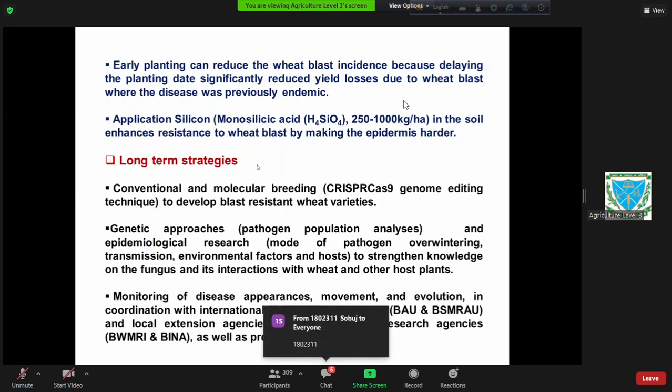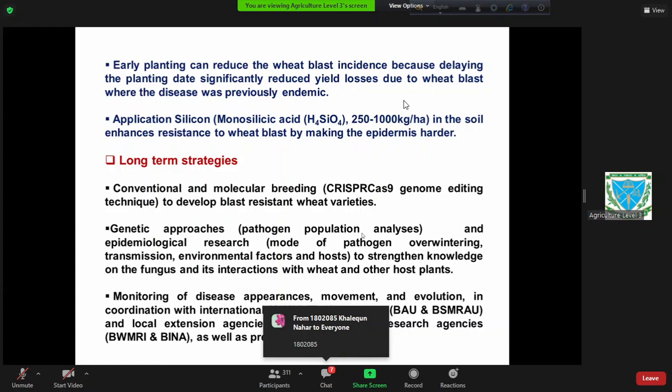Long-term strategies. It's a new disease, as I told you earlier. There should be a national plan. Conventional and molecular breeding, CRISPR-Cas9 is a genome editing technique. You can develop new varieties. One of our component, Bangabandhu Sheikh Mujibur Rahman Agriculture University, Professor Tafajul Islam has been trying to develop a variety through CRISPR-Cas9 genome editing technique, but it's still hard. I think it's very hard. So conventional breeding is one of the approach to develop resistant variety against wheat blast.